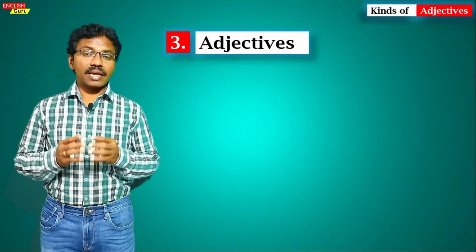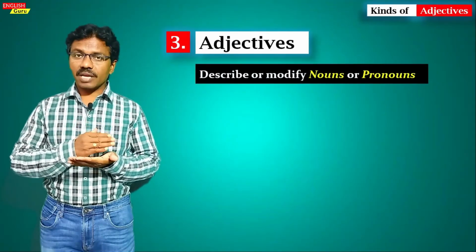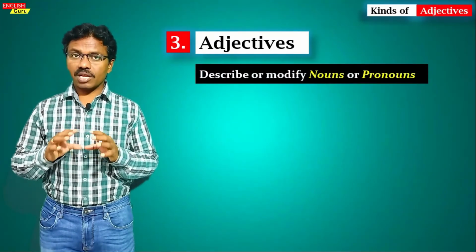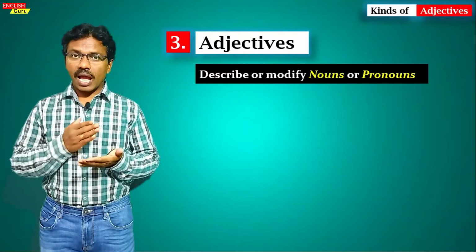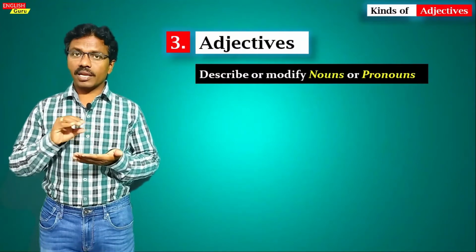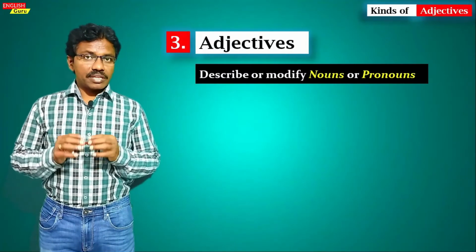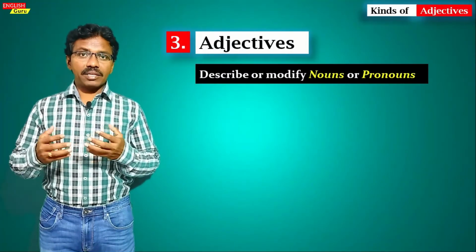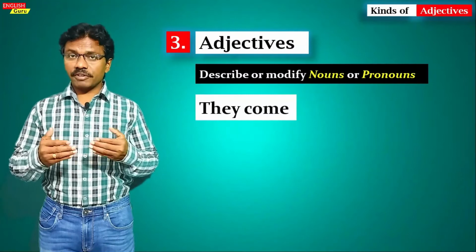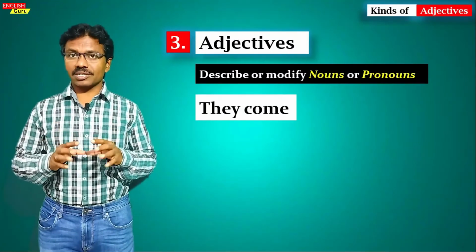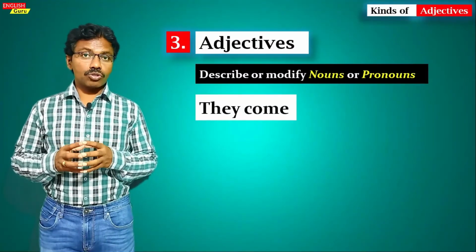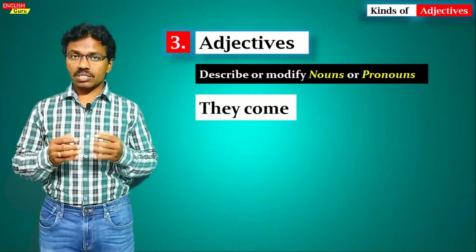And what is an adjective? Add means adding, adjective means noun or pronoun. So adding something to a noun or a pronoun is called an adjective. So adjectives are adding or describing or modifying a noun or a pronoun in a sentence. So adjectives are also called describing words.